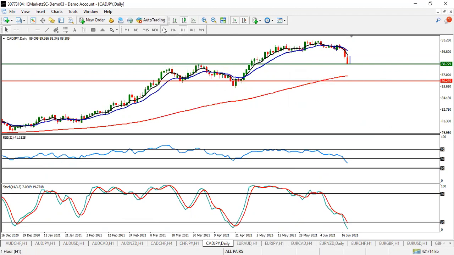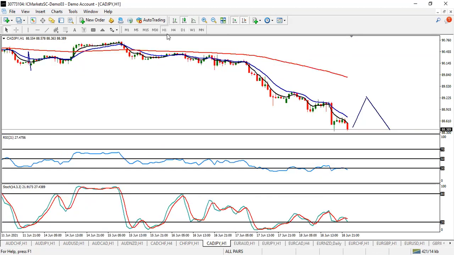All right, so guys, pay close attention to that. CAD JPY is good for a sell.